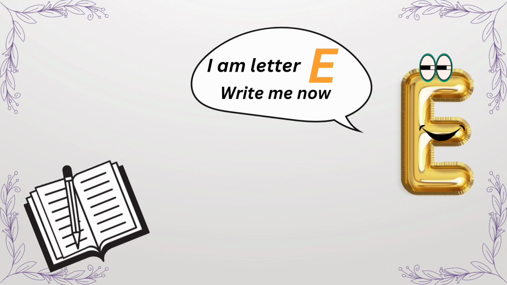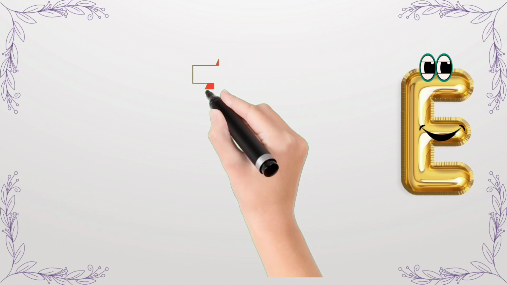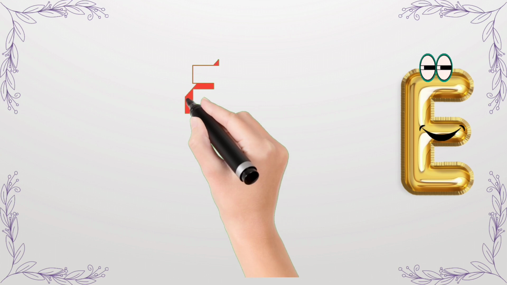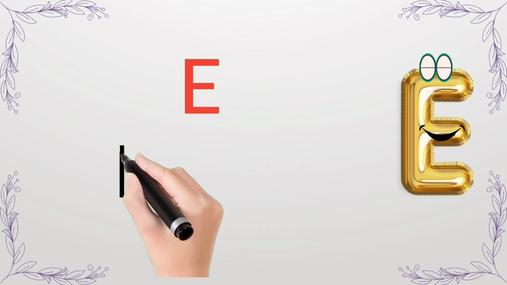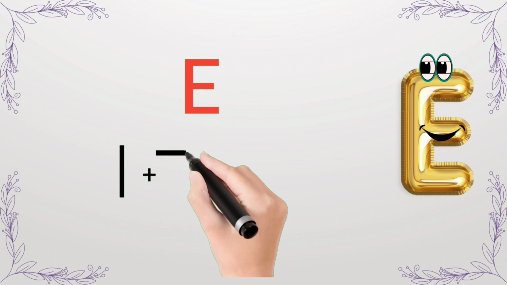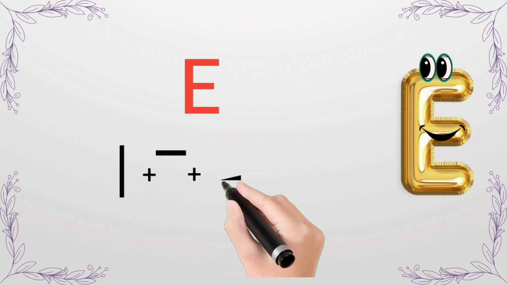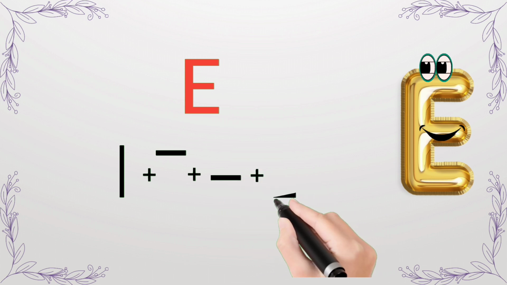I am letter E. Write me now. Straight line, 3 short lines, one at the top, one in the middle and one at the bottom, all to the right. Say E 5 times and write E, E, E, E, E.